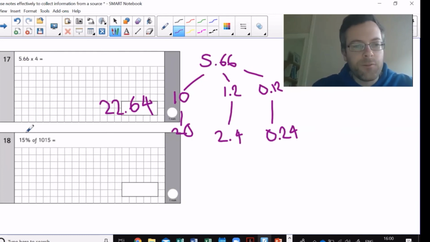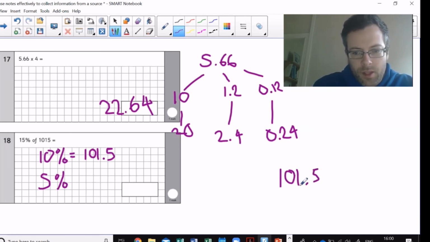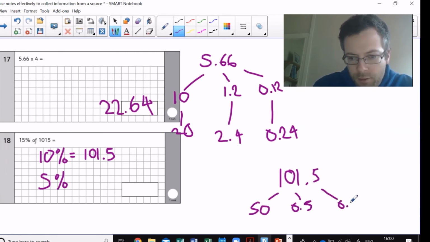And then finally, 15% of 1015. Well, I can't work out 15% right away, but I can work out 10%. And 10% means that I divide that by 10, so that's going to be 101.5. And then 5% will be half of that. So half of 100 will be 50. Let's do it over here. Half of that would be 50. Half of that would be 0.5. Half of that would be 0.25. So it's going to be 50.75. Sorry, that's 50.75.